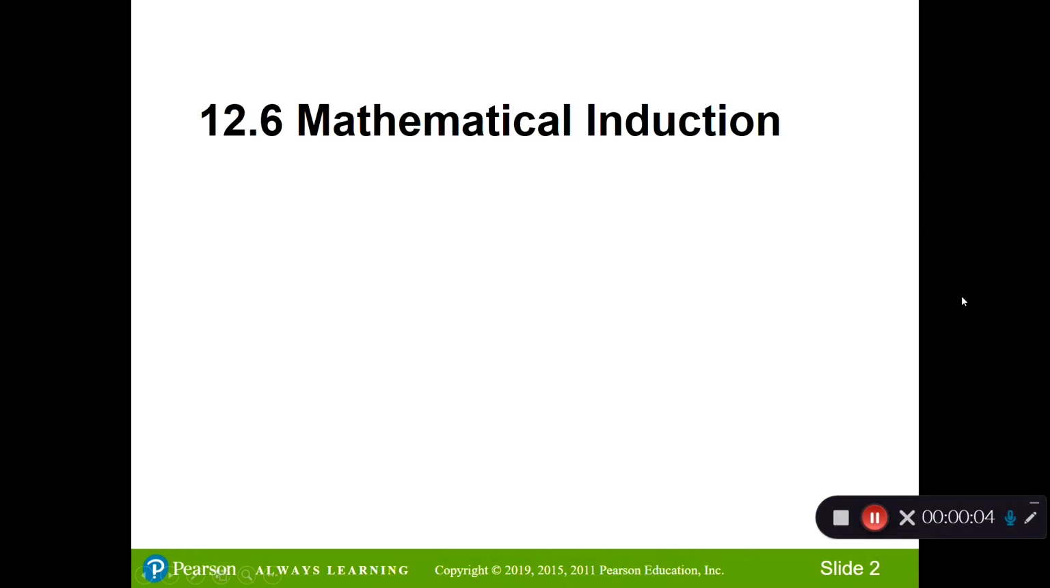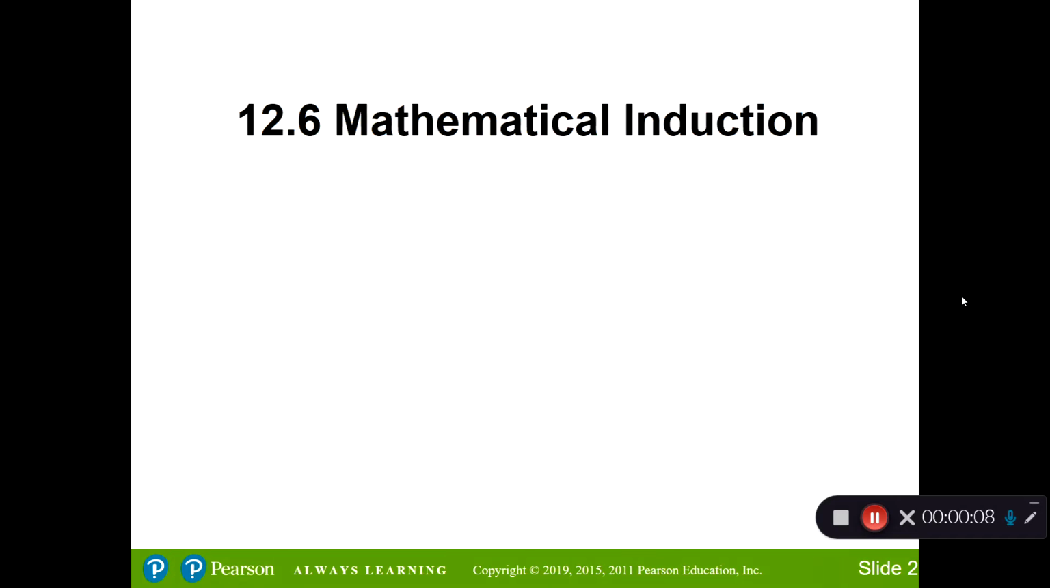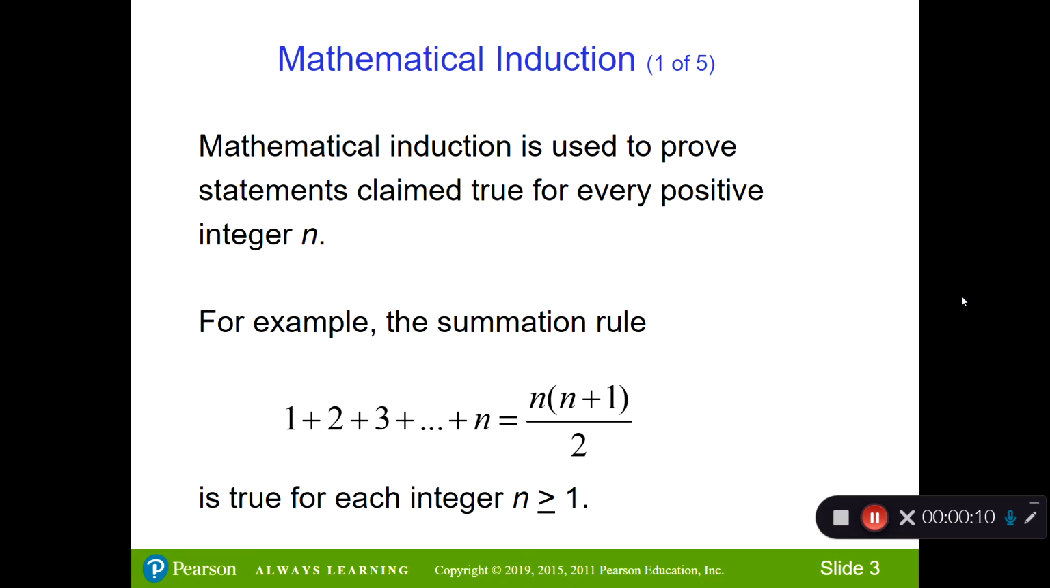Mathematical induction is one type of mathematical reasoning about a claim. Mathematical induction is used to prove statements claimed true for every positive integer n. For example, this is saying that if I add up the first n integers, it will always result in the sum of the last number times the last number plus 1 over 2. And this is a statement that is true for all positive integers n.